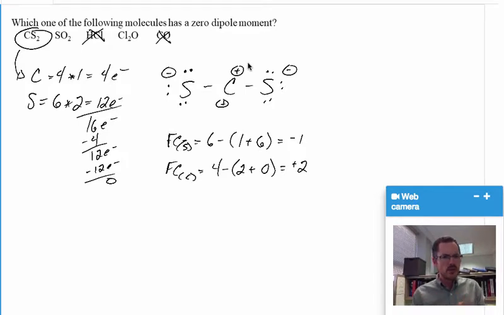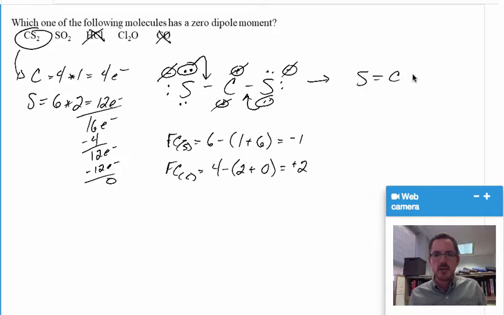The reason I'm putting those positives there is because I'm going to make double bonds. And any time that you make a double bond from a pair of electrons, it cancels out one negative charge with one positive charge. So I make two double bonds, my negative and positives cancel, leaving me with a pretty uniform structure of a carbon with a sulfur on the left and a sulfur on the right.